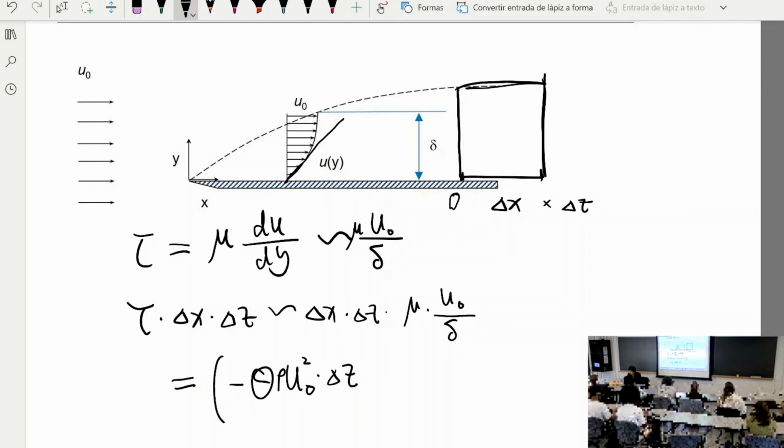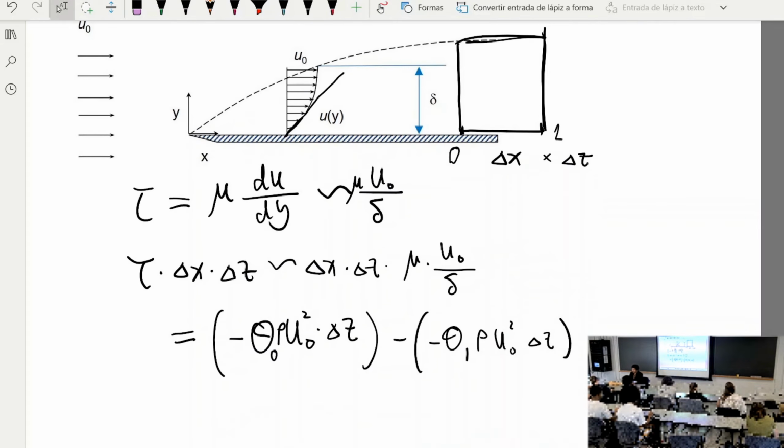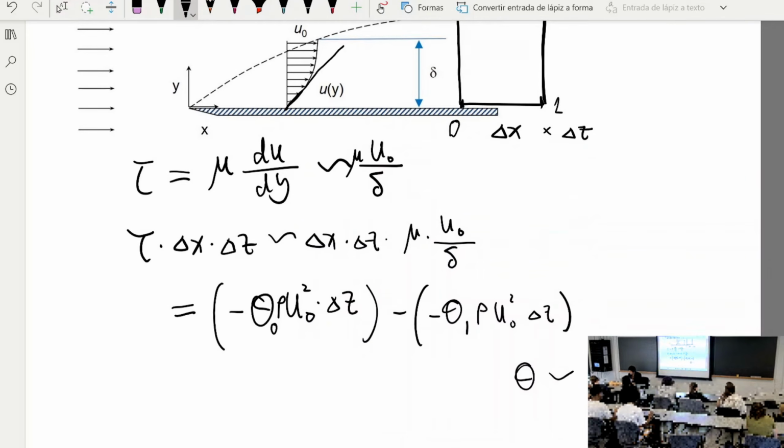Let's say we have station 0 and station 1. So this is theta at station 0 minus theta at station 1, times rho U naught squared delta Z. If you look at this imbalance, we know that theta is on the same order of magnitude as delta. I think Professor Ritter told me he didn't cover the Blasius boundary layer, but for a flat plate boundary layer, there is a constant ratio of about 2.6 between the displacement thickness and the momentum thickness.